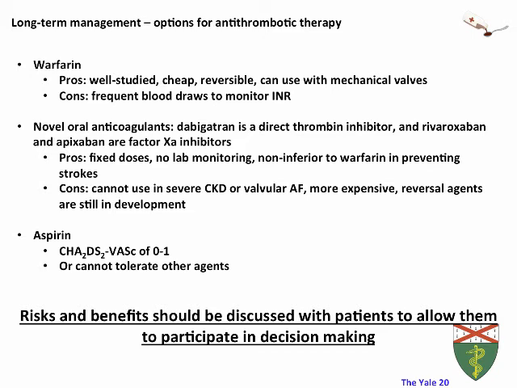The last option available is just aspirin. This is generally used in patients with a low CHA2DS2-VASc score, so 0 to 1, or patients who cannot tolerate warfarin or the other anticoagulant options. And again, just to emphasize, the risks and benefits should be discussed with patients to allow them to participate in decision-making. This is a medication that they'll be on long-term and is associated with significant risk of bleeding.